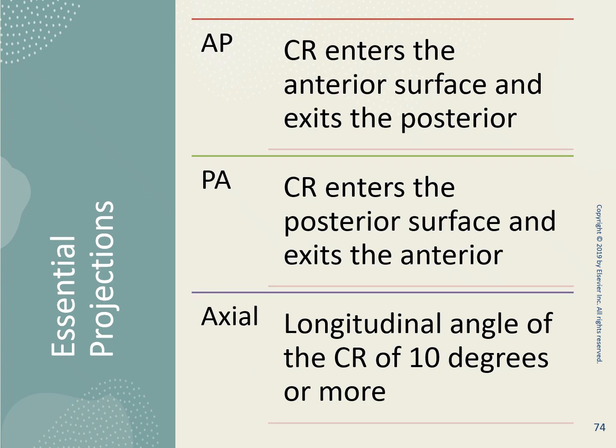Okay. So your projections, AP, that means anterior posterior. Okay. The central ray enters the anterior, exits the posterior. PA means the opposite. Posterior, anterior. The central ray will enter the posterior of the patient and exit their anterior side. And then an axial projection is either cephalad or caudad, but it has to be an angle of 10 degrees or more. Okay, so a 5-degree angle is not really an axial.